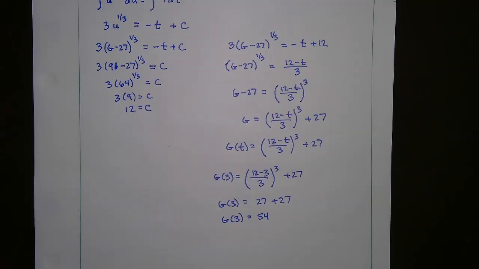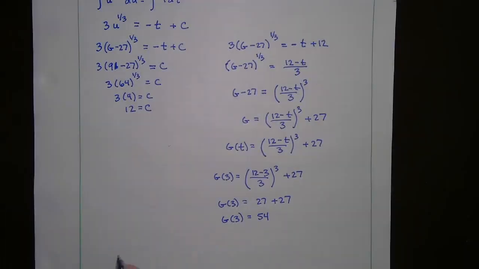So what I was saying is g of 3 is 12 minus 3, which is 9, divided by 3, which is 3, cubed is 27. So I have 27 plus 27, and then that would be 54. Okay, so this is 54 degrees Celsius. Okay, that's what this one predicts.